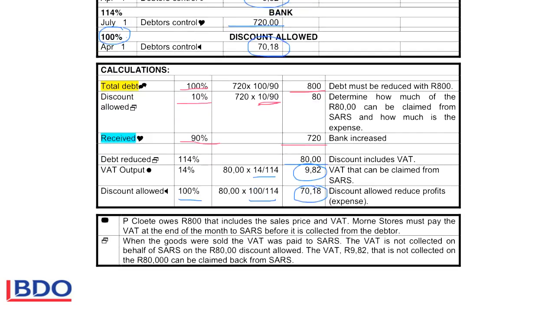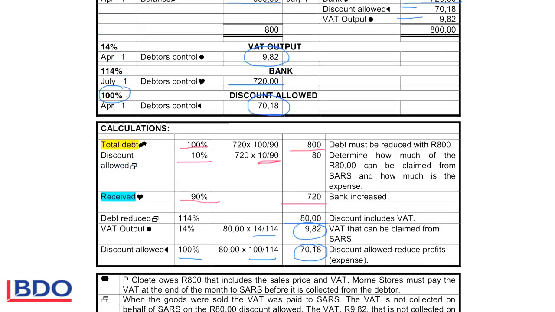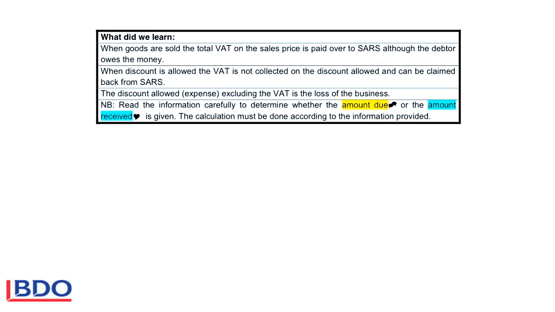So what did we learn today? When goods are sold, the total VAT on the sales price is paid over to SARS, although the debtor still owes this VAT to the business. So the business actually pays the VAT on behalf of the debtors to SARS, and then they collect the money from the debtors later.